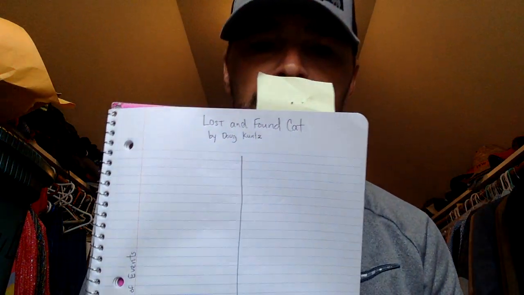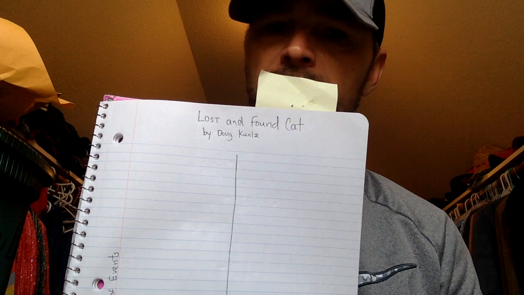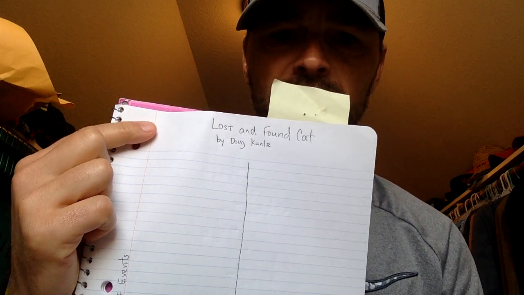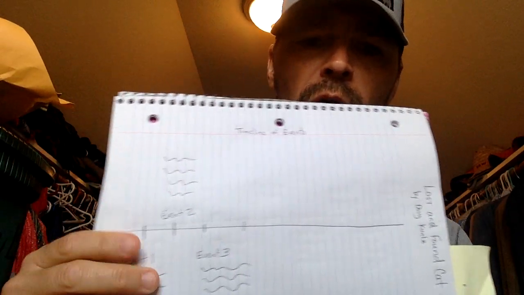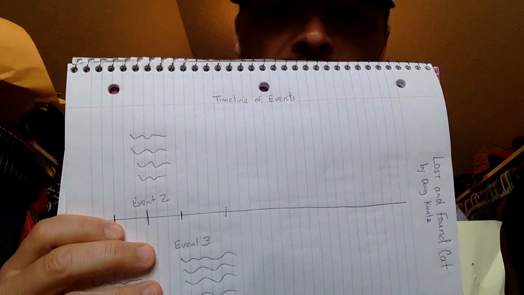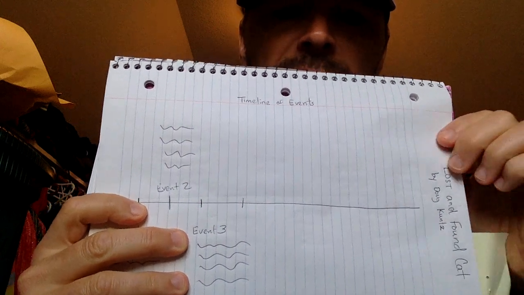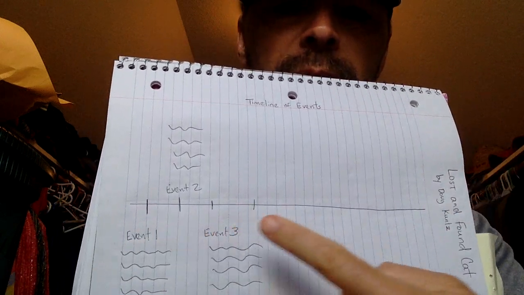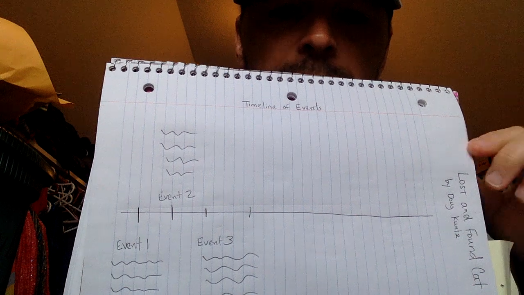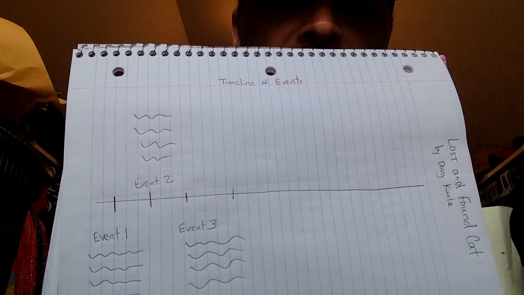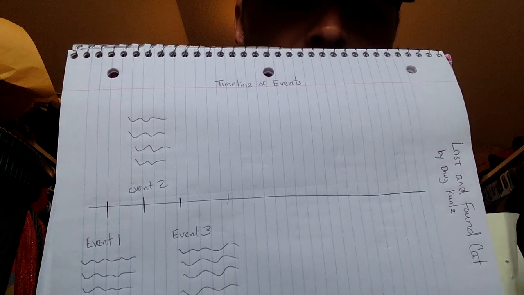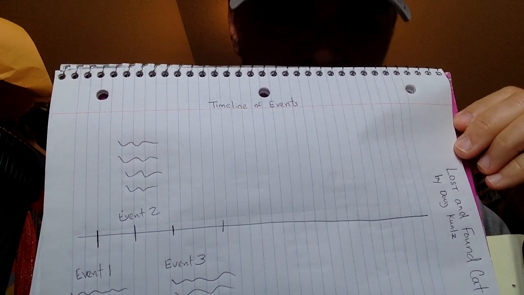Today, what you guys are going to work on is you're going to create a timeline for Lost and Found Cat. So in your thoughtful log, at the top, I always like to put the title, Lost and Found Cat, by Doug Koontz. And I like to turn my notebook this way, the hot dog way, to give me a little bit more room. And again, simply, ladies and gentlemen, put a line in the middle. Have dashes that mark the events. I like to alternate going below and then above just to give me some more room to write and to record some of my thinking.